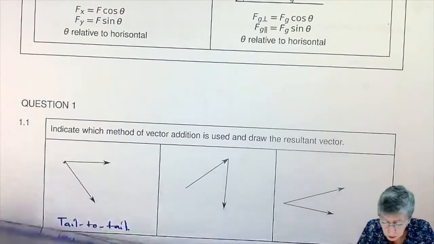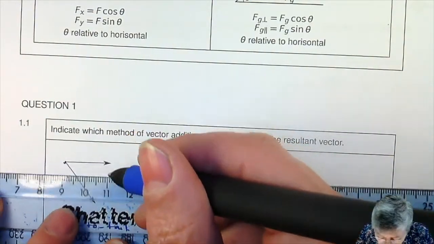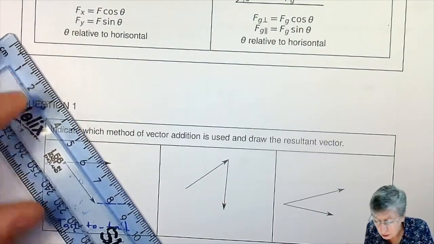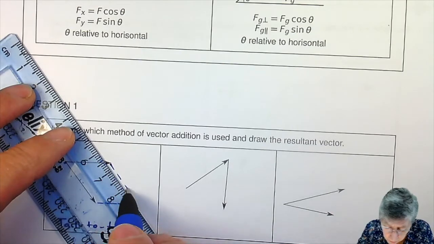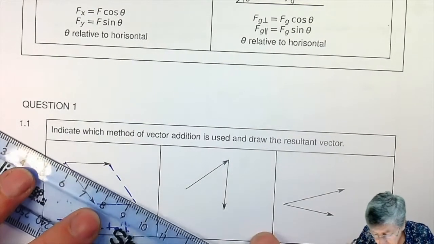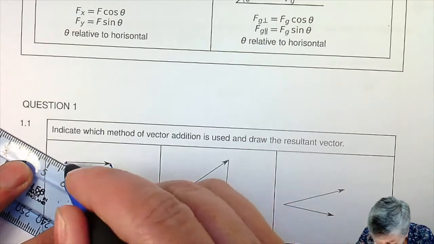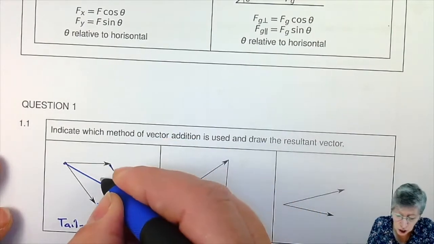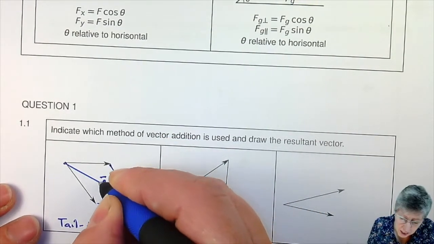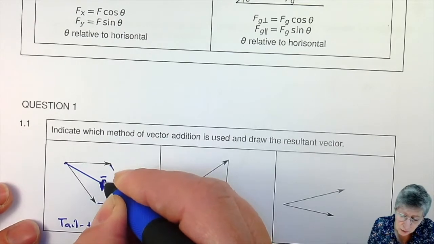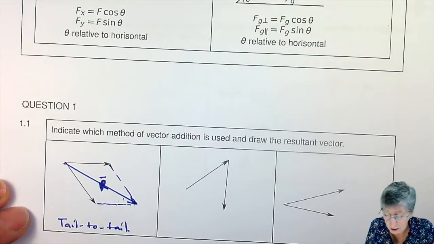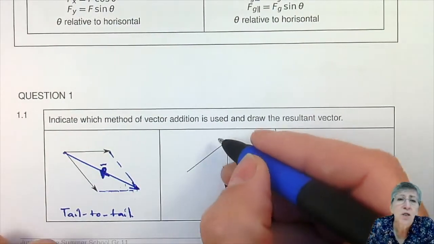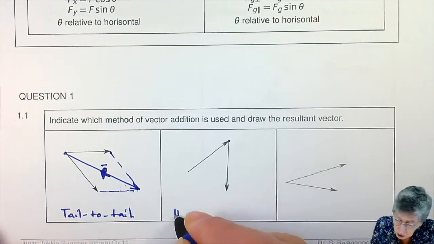So I'm going to use my ruler and I'm just going to take that one and repeat on the other side, and take that one and repeat on the other side. Right, and then the diagonal of that will be the resultant. Now for a vector, we usually use a little line above the vector to indicate that it's a vector, but if you look at the Department of Education information sheet, you will see they haven't included that, so it's not necessary.